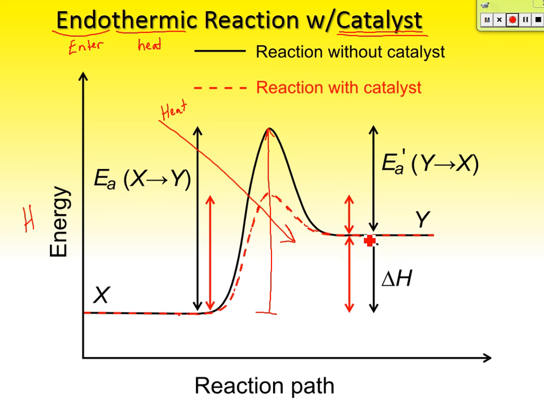Now I wanted to point out a couple of things. A catalyst will not affect the energy of the reactants. We're starting at the same spot, but what a catalyst will do is lower the hill here. It lowers this activation energy significantly. So this hill is not as large, but we also end up in the same place. So the energy of the products, the energy of the reactants is unchanged. The only thing that changes when you use a catalyst is the height of the activation energy hill.